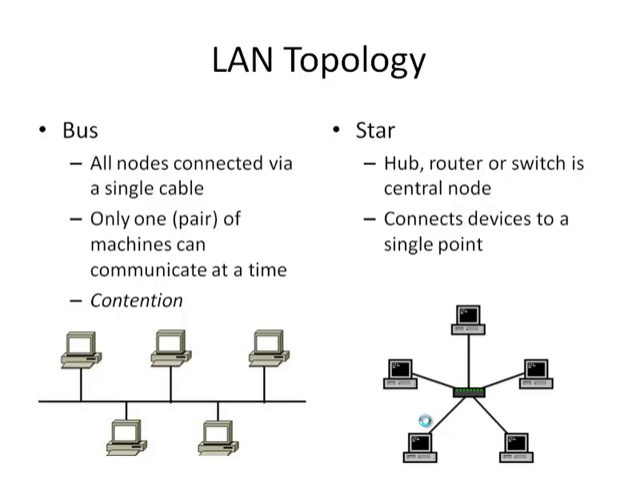A bus topology is a fairly straightforward one. All nodes are connected via a single cable. Only one pair of machines can actually communicate at a time, because any signal being sent along the cable will interfere if you try and send another one at the same time. This is called contention, when two or more signals are trying to use the bus at the same time.